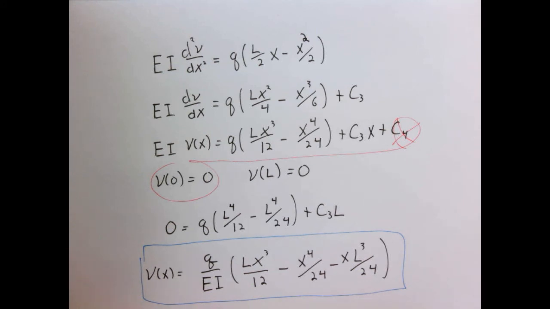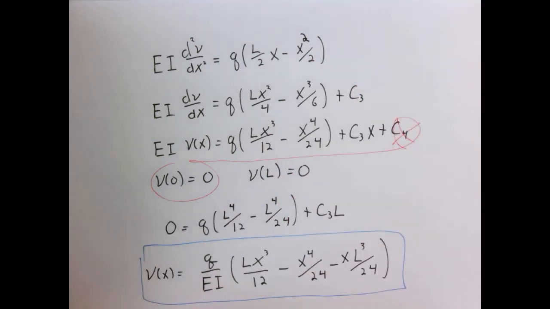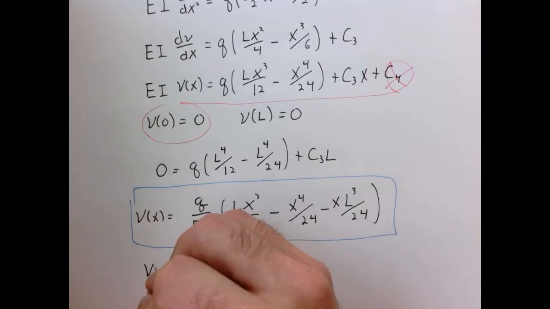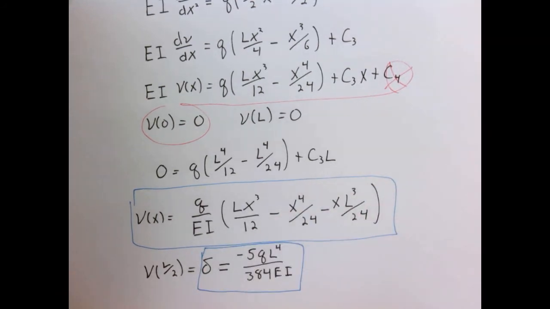Now another useful measure, when we looked at the cantilever beam, we described delta as being the displacement at the end. Here, if you think about it, the maximum displacement is simply going to be in the center. So it's sometimes useful to evaluate this function at x equals L over 2 and call that the total displacement. And there's our final result. So we get an unusual factor of 5 over 384, but that just comes from all these constants of integration in evaluating x at L over 2.